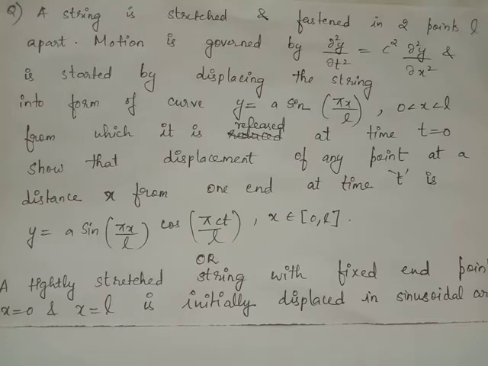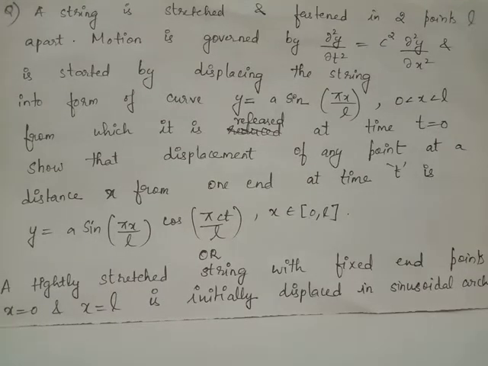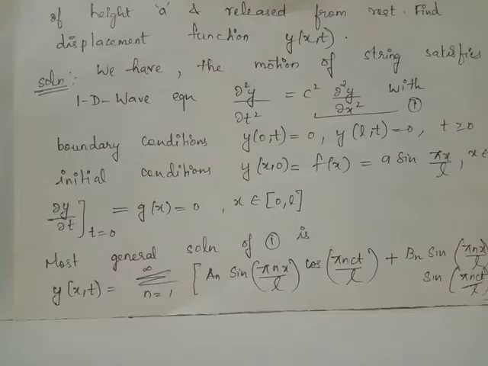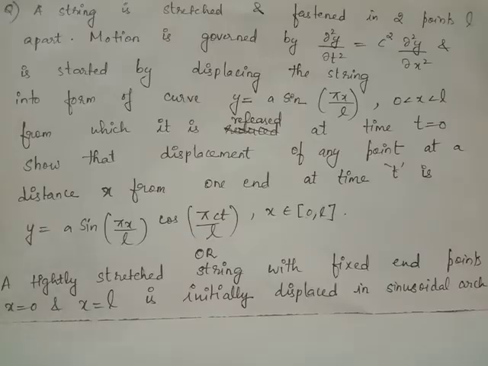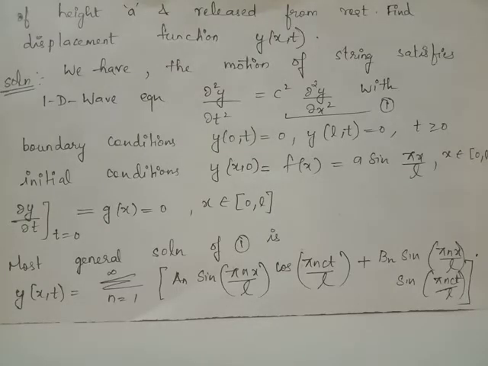The same question can also be written as a tightly stretched string with fixed endpoints x equals 0 and x equals L is initially displaced in a sinusoidal arc, which is at height a, and released from rest. Find the displacement function y of x,t. We have this parameter a which determines the height of the sinusoidal arc. Let us look at the solution.